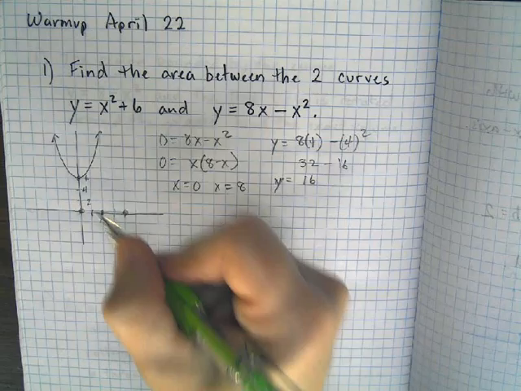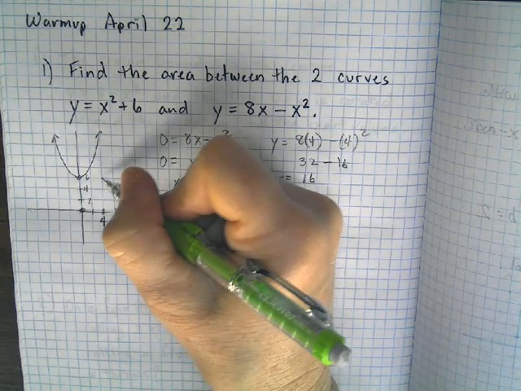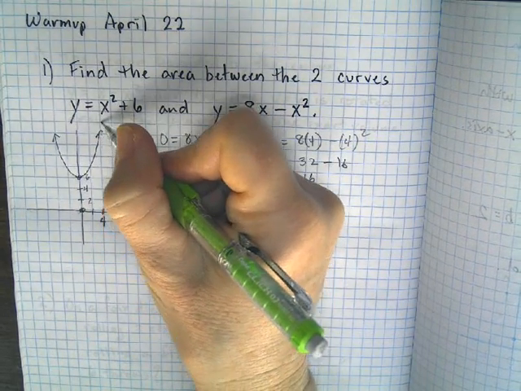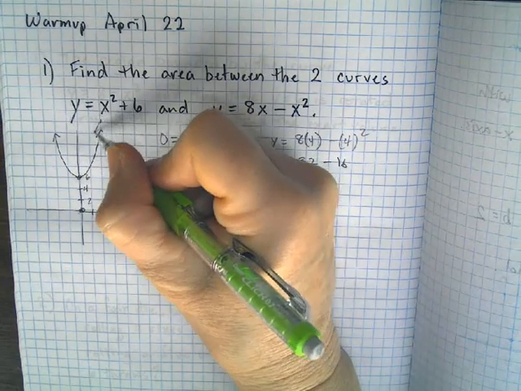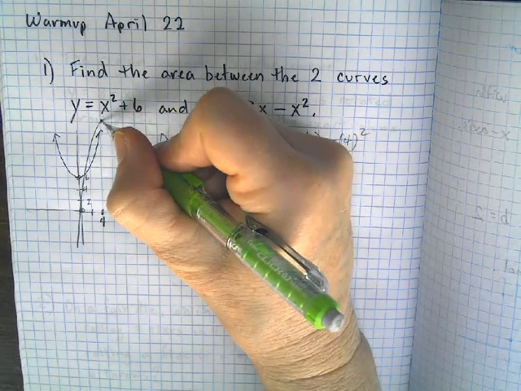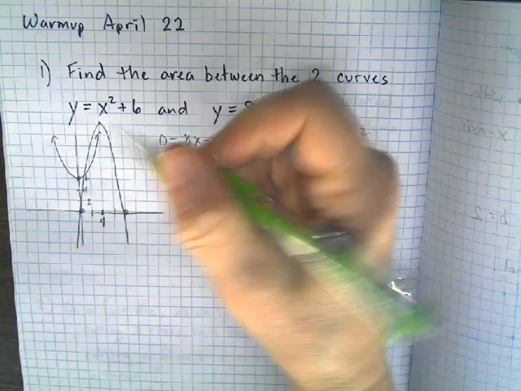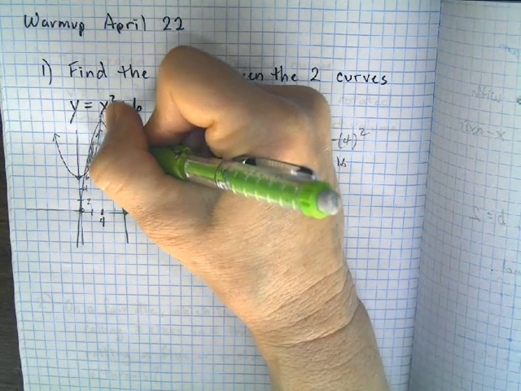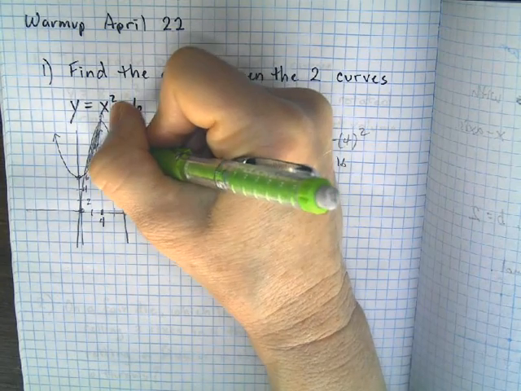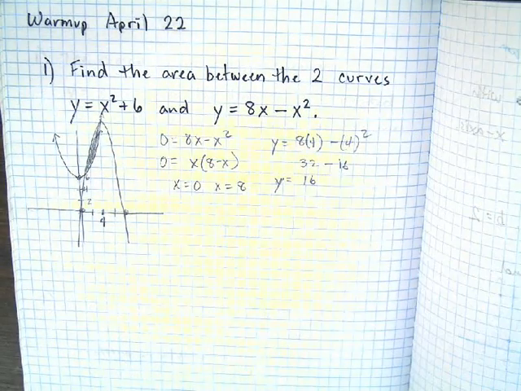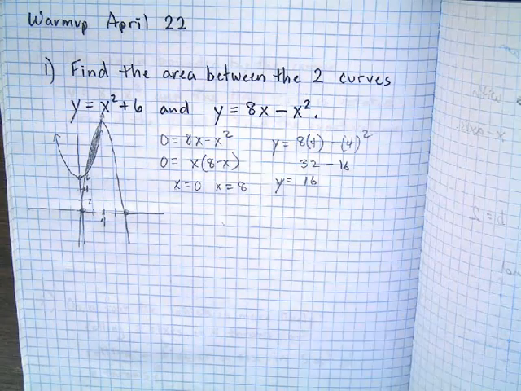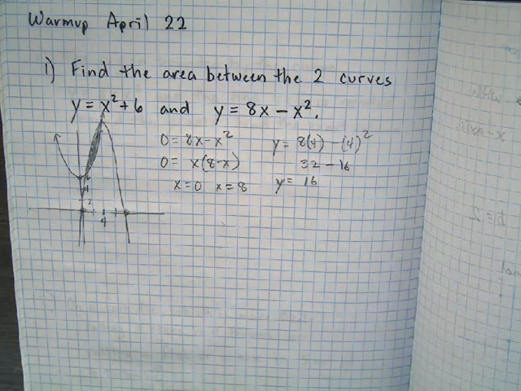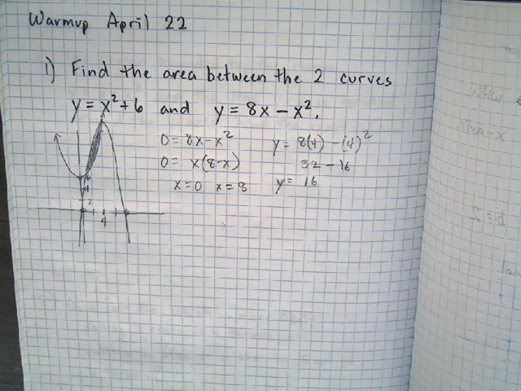So 4, 16, 2, 4, 6, 8, 10, 12, 14, 16. And then I can see that this is a sliver. This is a very small overlap, okay? It's not going to be a very big area. So if you get a really big answer, chances are you are incorrect. It's not going to be very big.